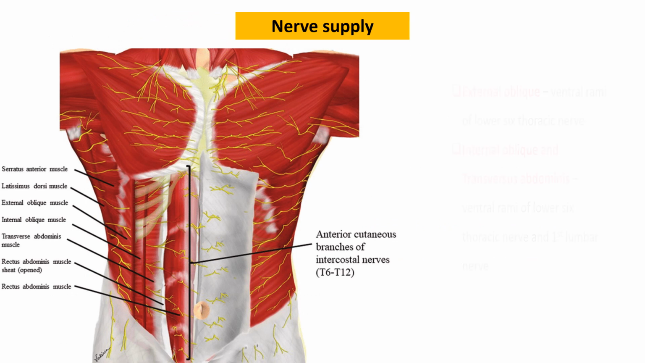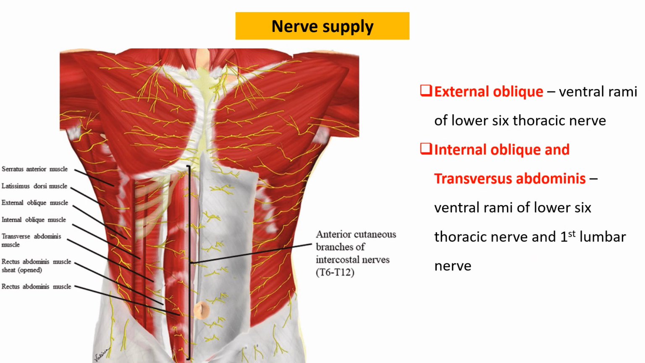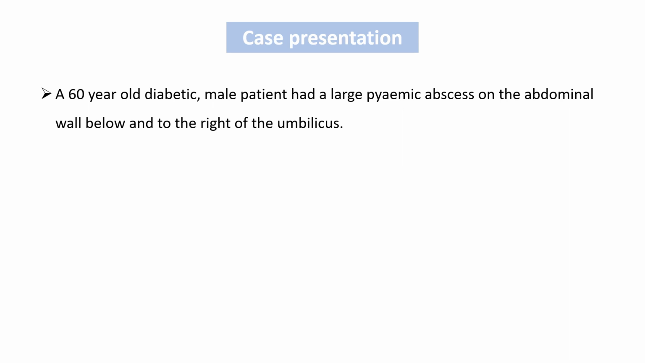Coming to the nerve supply of these muscles. External oblique is supplied by the ventral rami of the lower 6 thoracic nerves by both its lateral branches as well as the anterior branch. Internal oblique and transversus abdominis muscles are supplied by the ventral rami of the lower 6 thoracic nerves, and in addition, by the first lumbar nerve. So this is the nerve supply of the 3 muscles. The functions of it, take as a reading. Coming to the abdominal incisions, I'm not going to cover this in much detail because you're going to study it in the surgical postings.